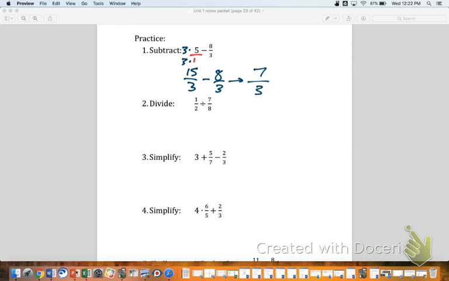Okay, so take a look at what you have. Take a look at what I have. Does it all make sense? Any questions? Do you think it was something different? We're good? Okay. So number 2, division.